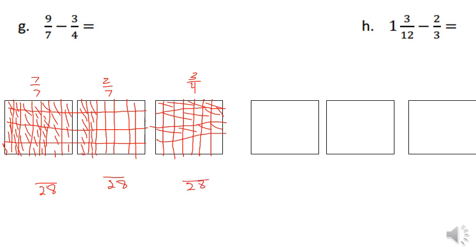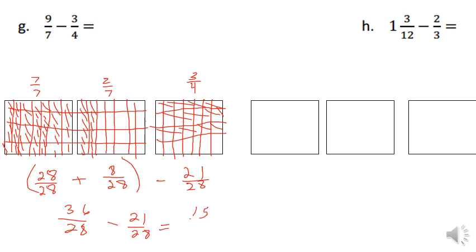Now this one's totally shaded, so it's going to be 28 28ths, plus over here we had 1, 2, 3, 4, so we're going to have 8 28ths. And on this one we had 1, 2, 3, 4, 5, 6, 7 times 3, so it's going to be 21 28ths. And that's what we're subtracting. We add them together, we end up with 36 28ths minus 21 28ths, and we'll get 15 28ths.